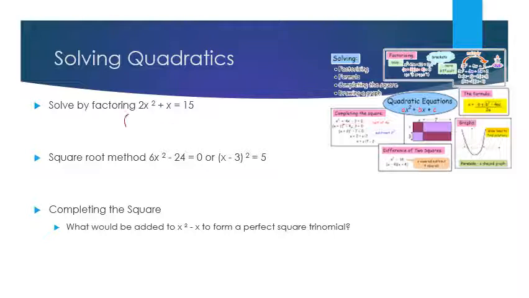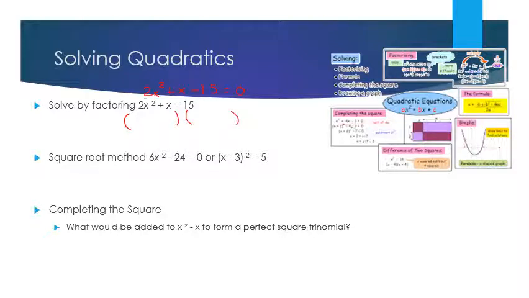Now we talked about factoring quite a while ago, and this one doesn't look quite right for factoring. We'd have to fix it first by pulling all of the terms to the left, and if I did so, I would be subtracting 15 from both sides, and I would end up with an equation that equals 0. Then I would draw my two sets of parentheses.